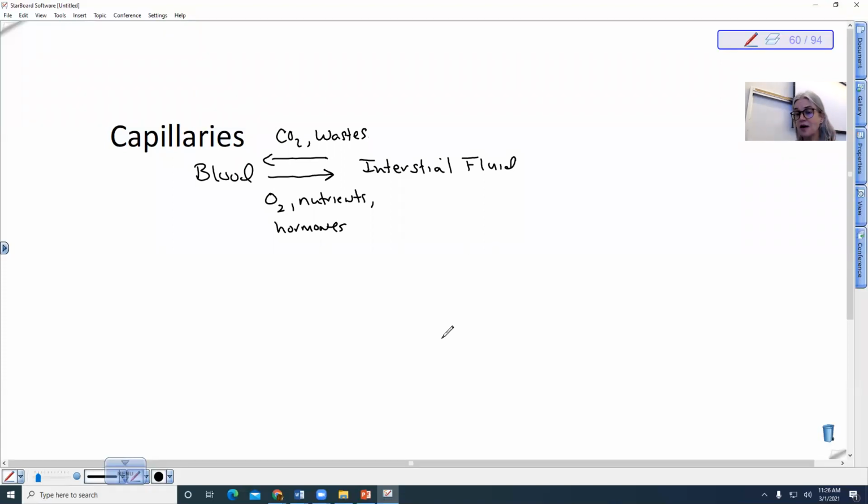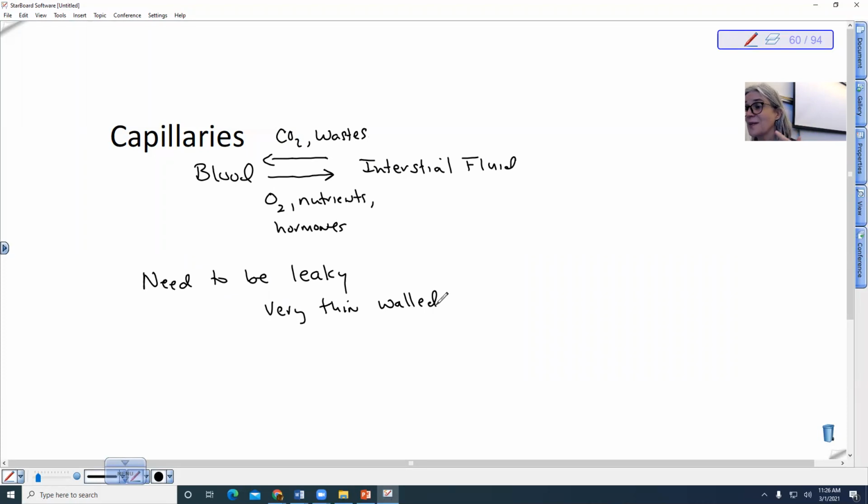And so these capillaries need to be leaky. Stuff needs to be able to get out, and so they generally are very thin-walled. Generally, they just consist of that endothelium and then maybe a very thin layer of what is called the basement membrane. There are 3 types, and these types vary in the amount of leakiness they have.